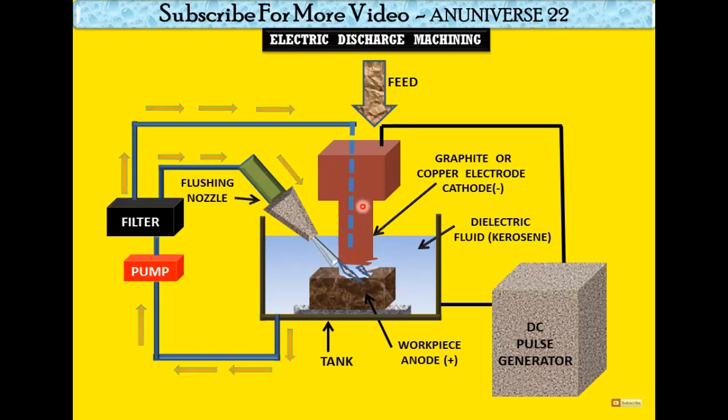So again, I want to revisit the process. This is the workpiece, this is the tool electrode, and this is the DC pulse generator that produces the voltage pulses. The dielectric then moves towards the pump and through the filter, and after removing the debris from the dielectric, it goes again to the tank. This is the process that we discussed today in EDM.